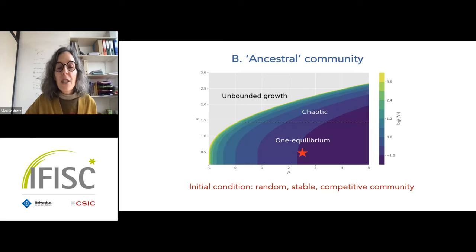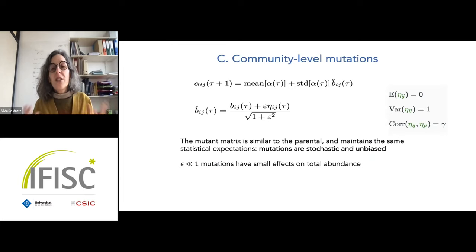But now, before I go to the simulations, let me specify what mutations are in our case. Since we want to think of these communities as basically individuals or organisms to a certain extent, we don't consider mutating each entry of the interaction matrix one by one. What we do is mutate the matrix as a whole. And in doing this, we have to be careful not to introduce biases in the way we perform mutations. Indeed, one of the really basic tenets of biological evolution is that mutations are not only stochastic, but they're also unbiased.